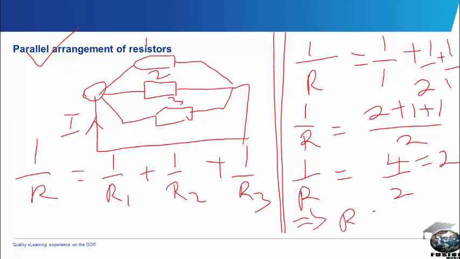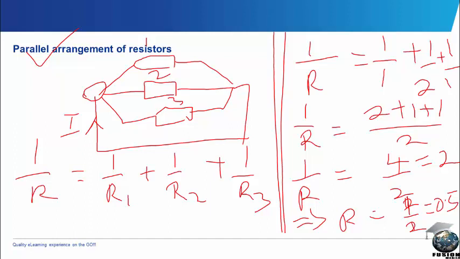that means that R will be equal to the inverse, which is what? 2 over 1, which is 1 over 2, which is equal to 0.5. This is the way you can solve your problem when it comes to arrangement of resistors.